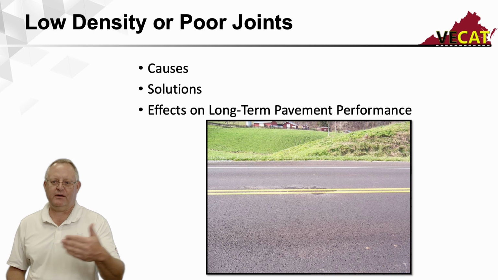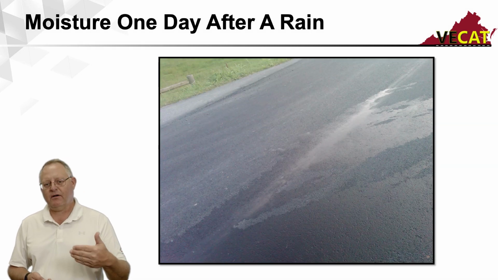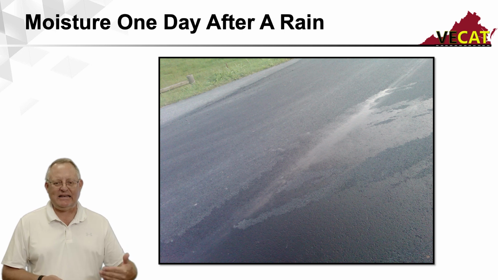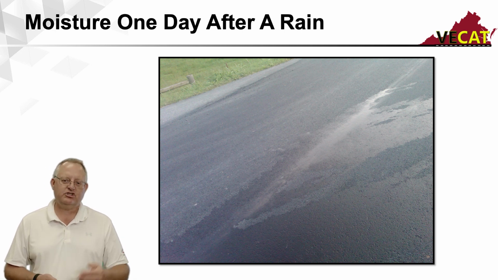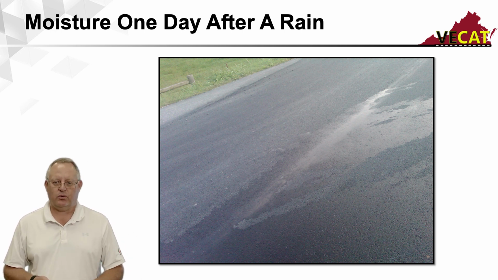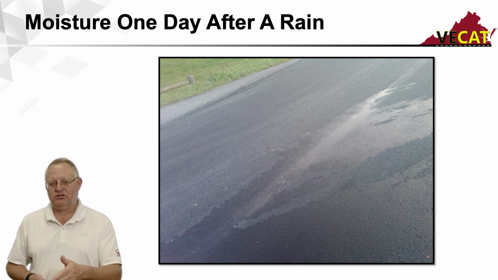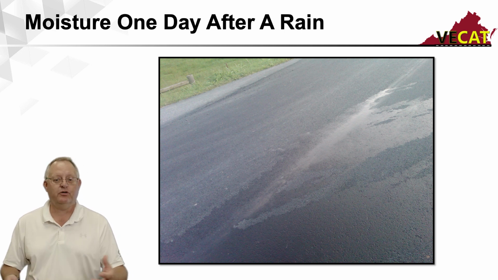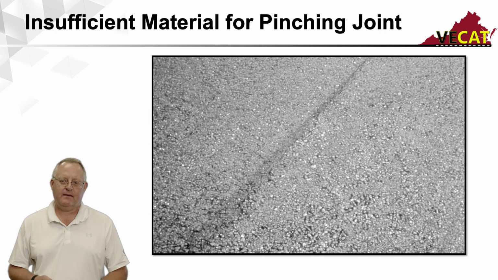What's the long-term impact? Here's a picture of a pavement I took several years ago, and you can see a day later all the water still coming out of that longitudinal joint. That water is going to follow the path of least resistance, and when it got to the joint, it found the least resistance, and here it was coming still through the pavement a day later.